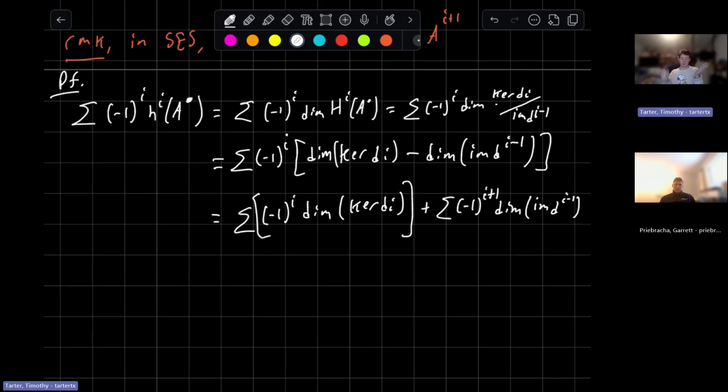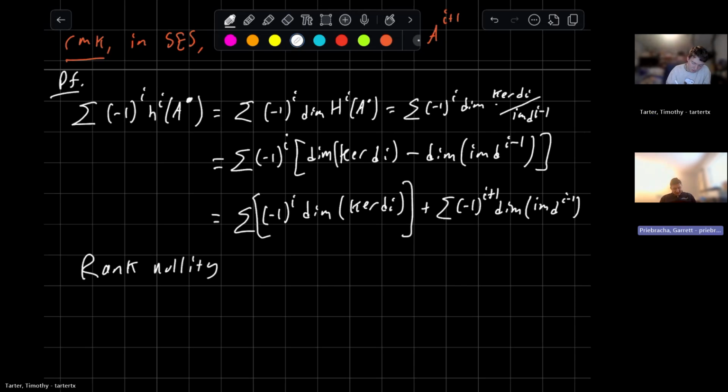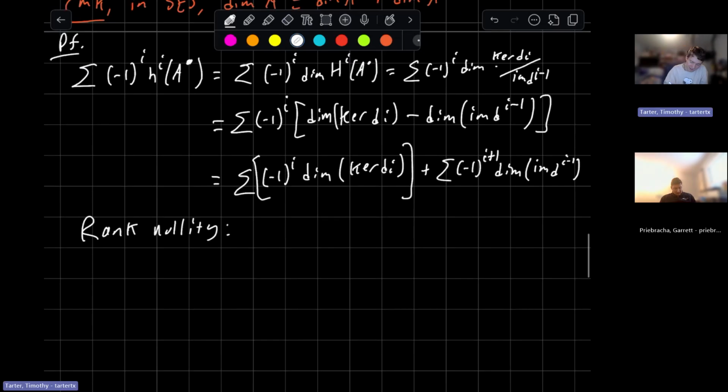Well, the dimension of the ith vector space by the rank-nullity theorem. Geez, we're going way back for that. So the dimension for V is equal to, assuming V has an injective map, the rank of the image.